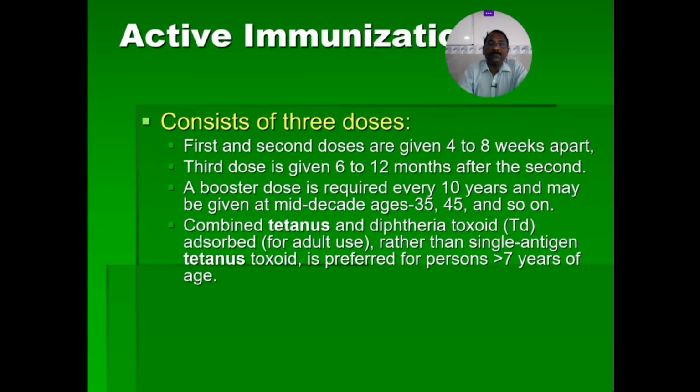So to prevent tetanus, active immunization is 3 doses. First and second doses are given 4 to 8 weeks apart. The third dose is given 6 to 12 months after the second dose. A booster dose is required every 10 years. Combined tetanus and diphtheria toxoid adsorbed, rather than the single antigen tetanus toxoid, is preferred for persons more than 7 years of age.